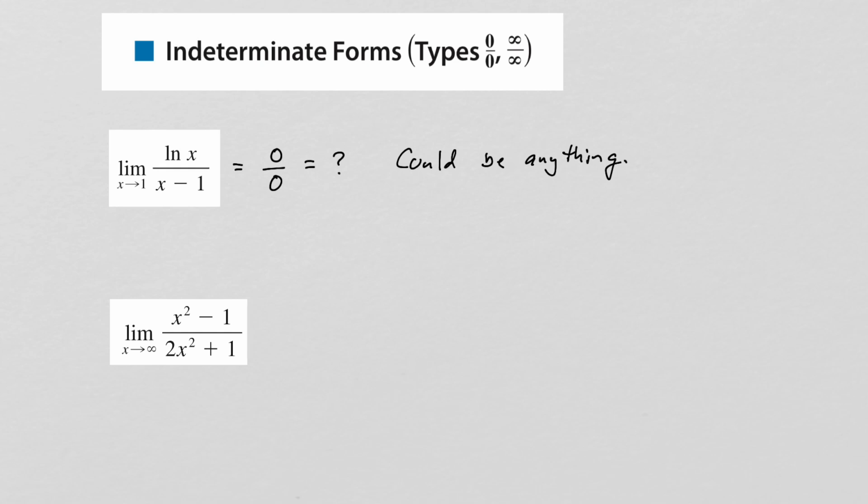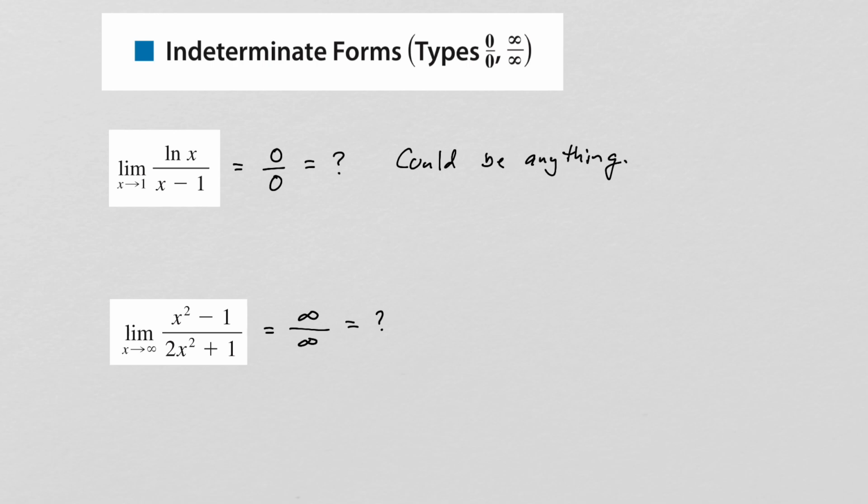If you consider the second limit here, we have the limit as x goes to infinity of x squared minus 1 divided by 2x squared plus 1. And as x gets really large, x squared minus 1 also gets very large. And in the denominator, it's the same story. It is also getting very large. And so here we have a limit that is infinity divided by infinity.